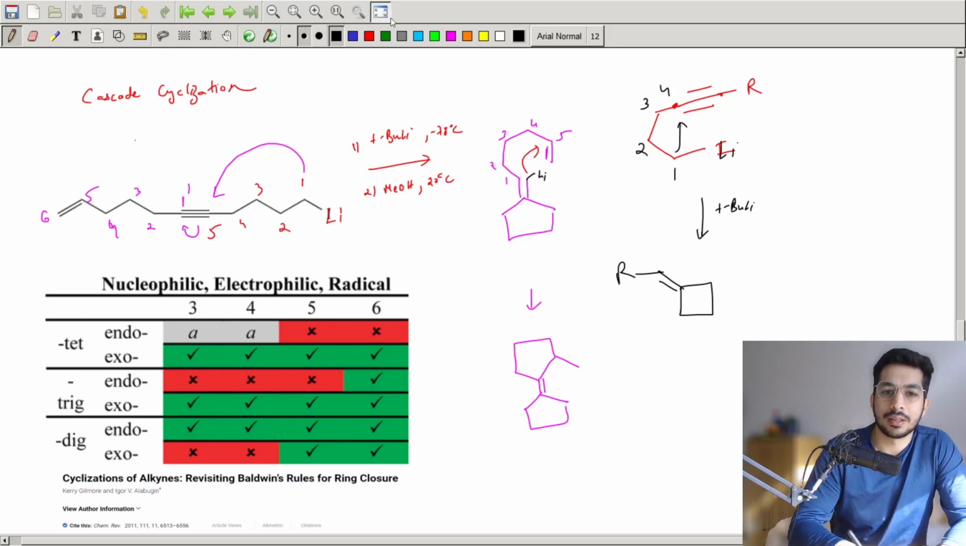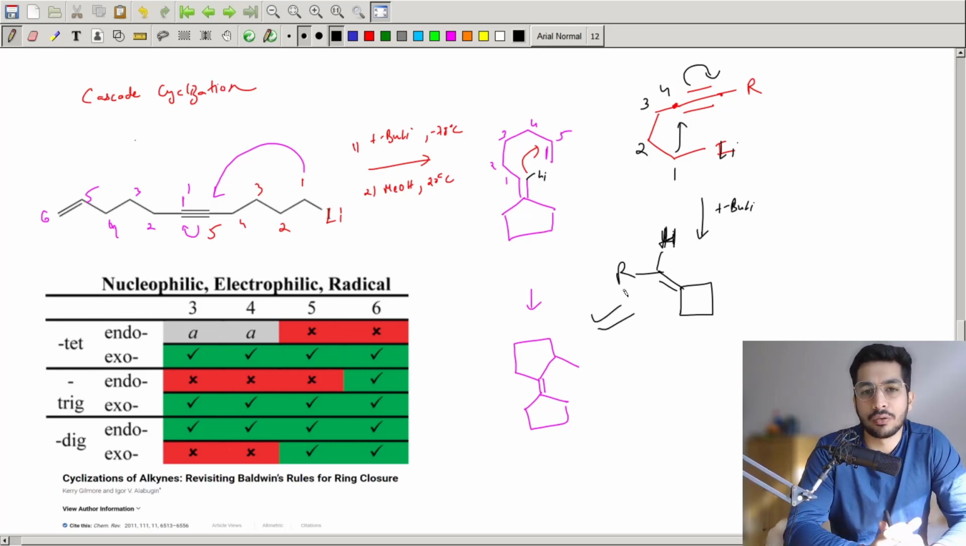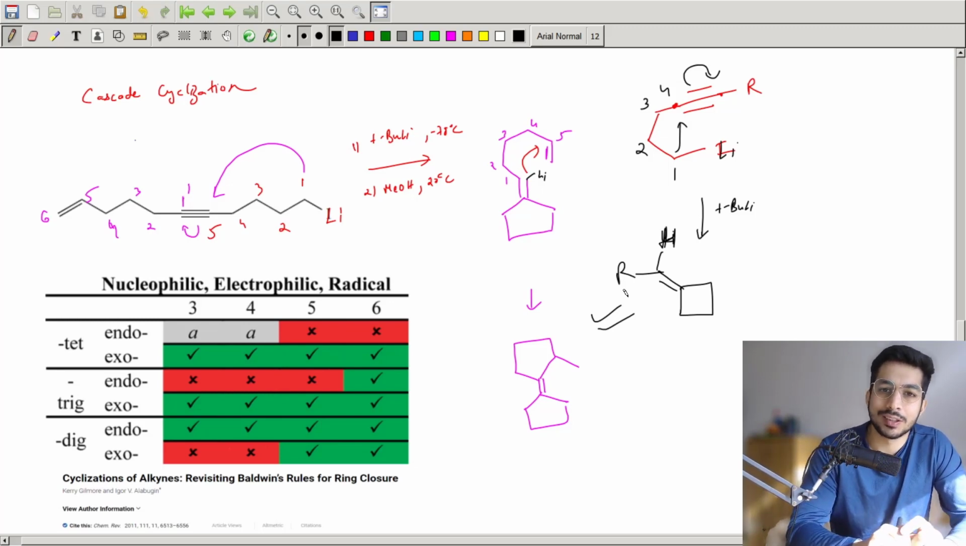Because we are adding methanol in the end, first the lithium species will be formed, obviously, because the anion will be generated once this bond migrates over here, and then methanol will basically act as a proton source, and that is going to exchange with the lithium. Okay, and then we'll have the hydrogen over here. So this is going to be the product. So this is how this particular cyclization reaction can be used, either for simple cyclization to get a very specific product, or for cascade cyclizations to get some very rare substrates, like in this case the cyclobutane.